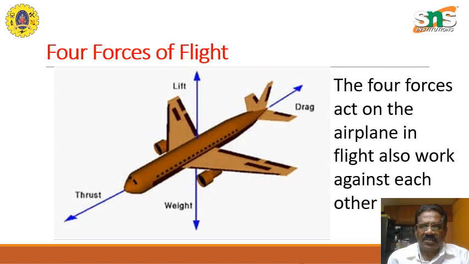The four forces act on the aeroplane in flight and work against each other. All these are opposing forces. You have the weight acting against the lift, or the lift acting against the weight. You have the thrust and the drag, which again act opposite to each other.